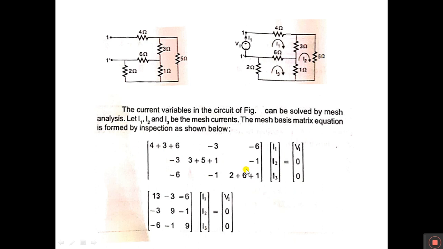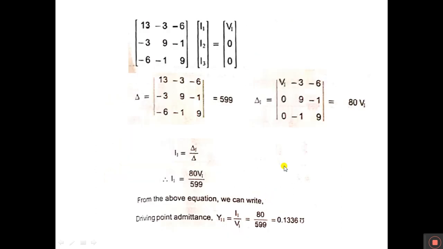Now if you add all these values, the minus terms are the mutual values. So this matrix I1, I2, I3, V1, 0, 0, because of one voltage source only in the first loop. Now find del value, then find del 1 value by applying V1 in this first column. Now I1 is del 1 divided by del. Del 1 is 80 V1, del is 599. If you divide, you will get Y11 equal to I1 by V1. The answer is 0.1336 mho. Z parameter unit is ohm, Y parameter admittance unit is mho.